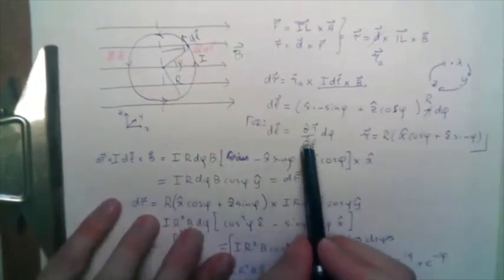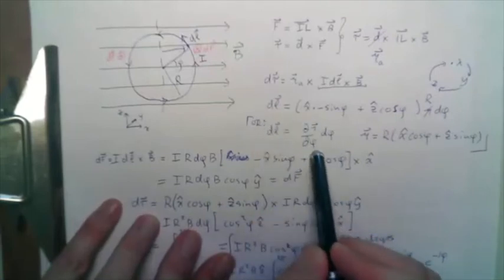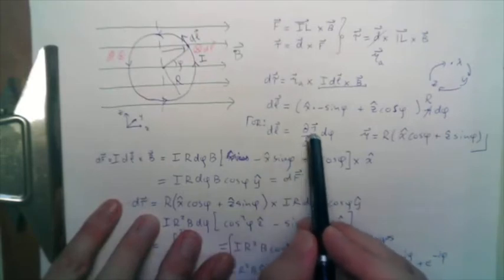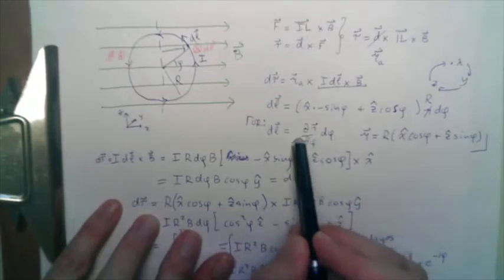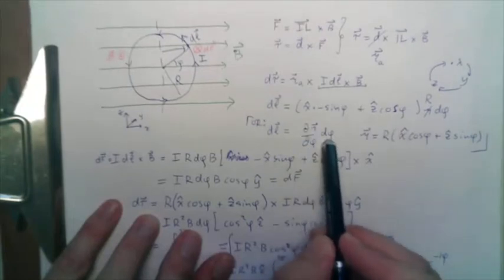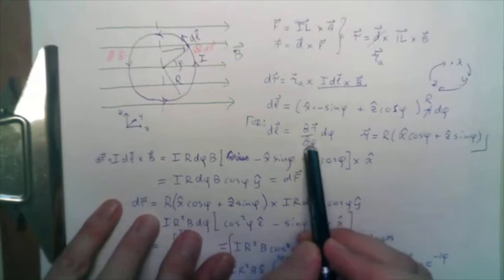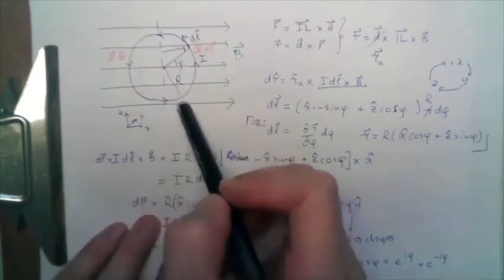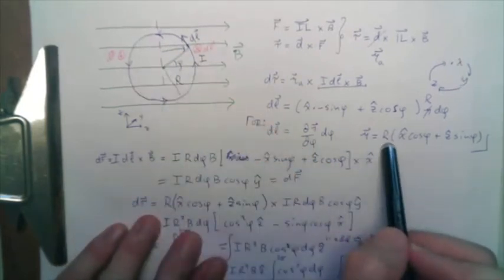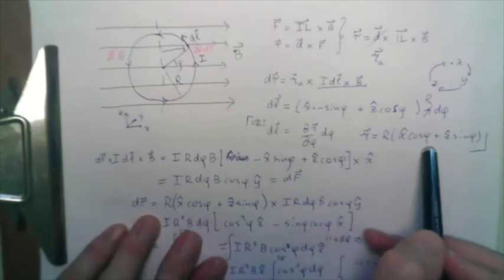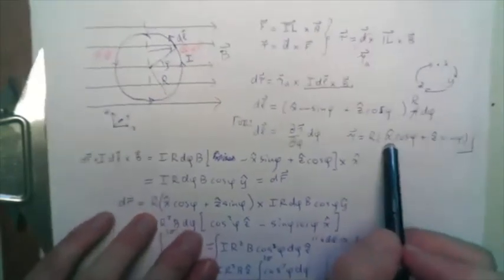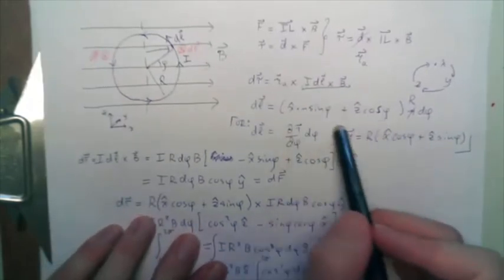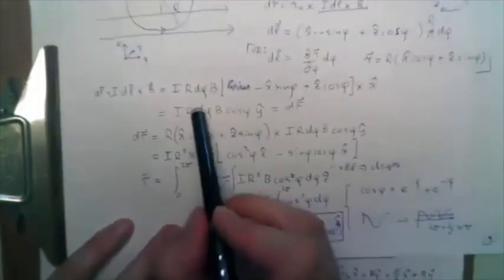Another way to figure this out is to use the straightforward definition: if I want to know what the dL vector is, it's whatever happens to the position vector if I take an incremental d phi. So you take the derivative of the position vector, which describes any arbitrary point on this wire as a function of phi, and that's just r times x-hat cosine phi plus z-hat sine phi. Take the derivative, sure enough, the cosine becomes a minus sine, the sine becomes a cosine, and so on.